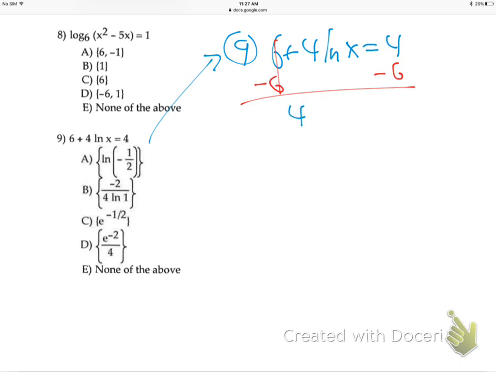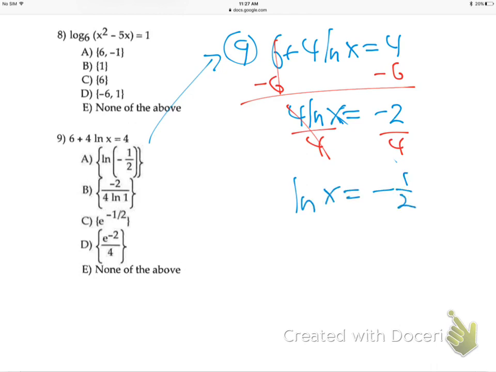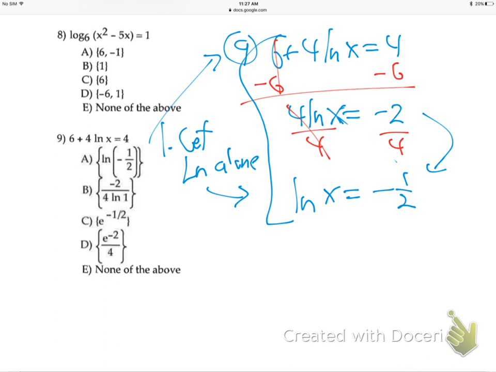And what do we get? 4 ln x is minus 2. Oops, I'm getting scribbly here. Divide by the 4 on both sides. And then you get ln x is, just reduce that, right, to be minus a half. Good to there. So that was all step 1. Get the ln or whatever log you have alone. So all of that is get the log alone. And then step 2, lose the log.